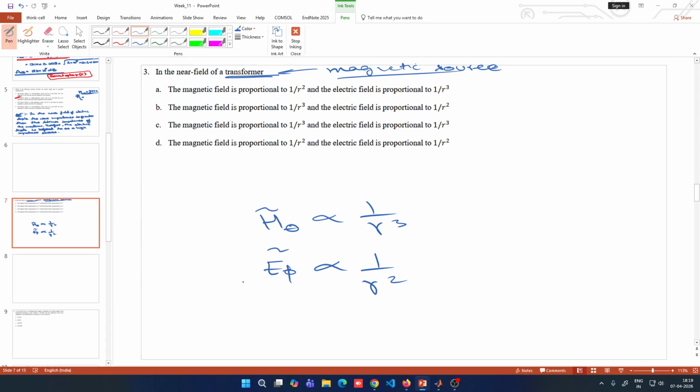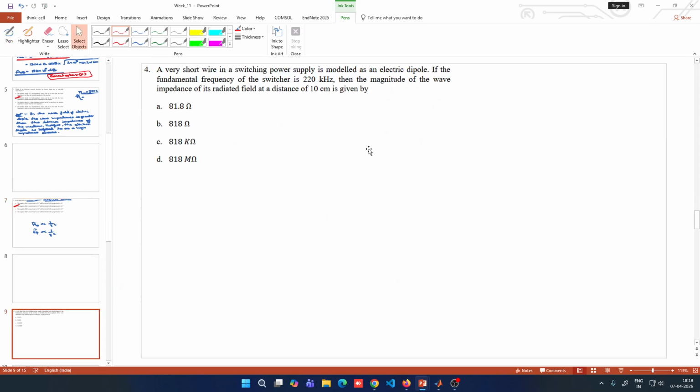The transformer is an example of a magnetic source. And in the near field of a magnetic source, the magnetic field is proportional to 1 by r cube and the electric field is proportional to 1 by r square. Now we will match it with the given options. So the correct option here is option number B. I hope question number 3 is clear. Now we will move on to question number 4.